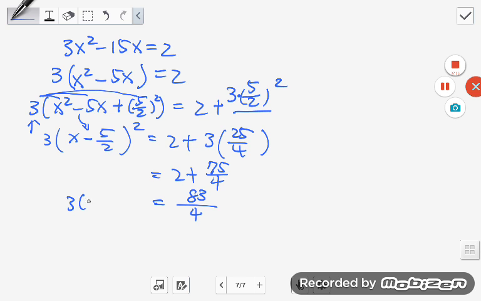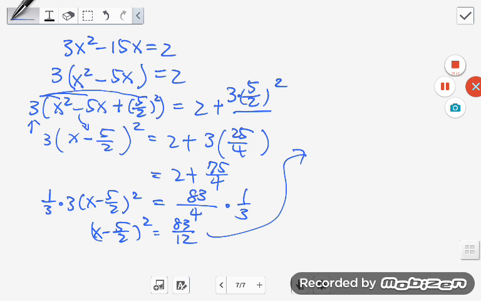Alright, this is 3 times x minus 5 over 2 squared. Divide both sides by 3. I'm going to have x minus 5 over 2 squared is equal to, or you can say multiply the left and right by 1 over 3. Multiply this by 1 over 3. Then I will have 83 over 12. Wow, that is ugly. Let's bring this back, bring this up a little bit.